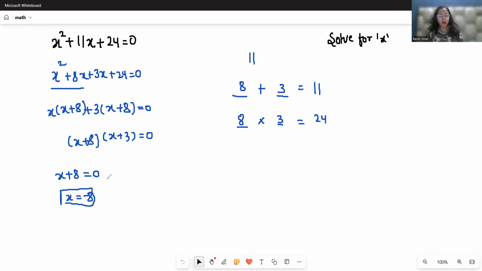So x plus 8 equals 0 gives x is equal to minus 8. Now x plus 3 is equal to 0, so x is equal to minus 3.